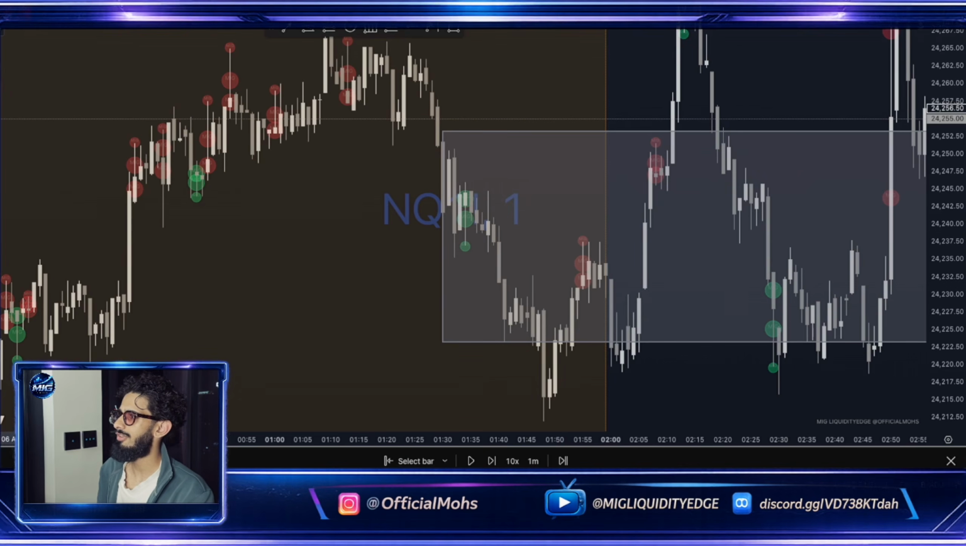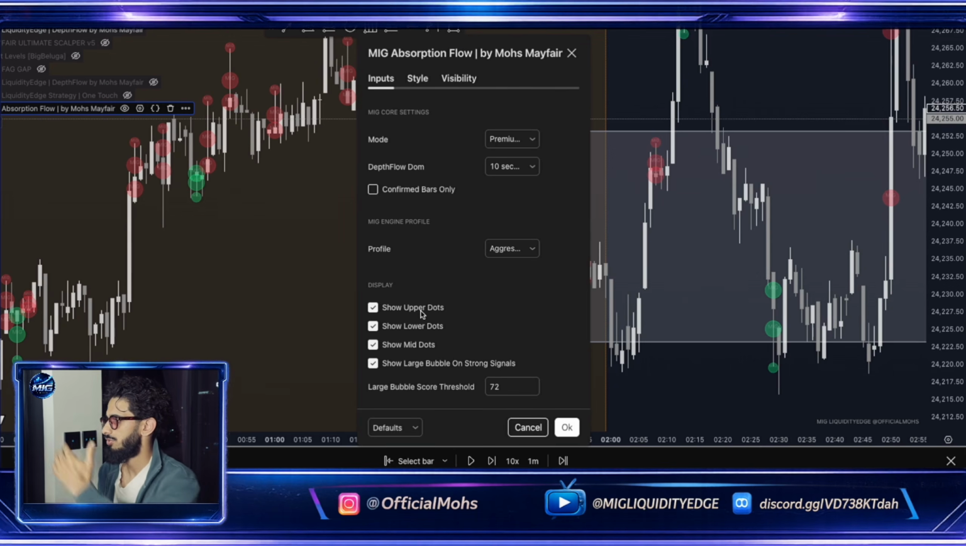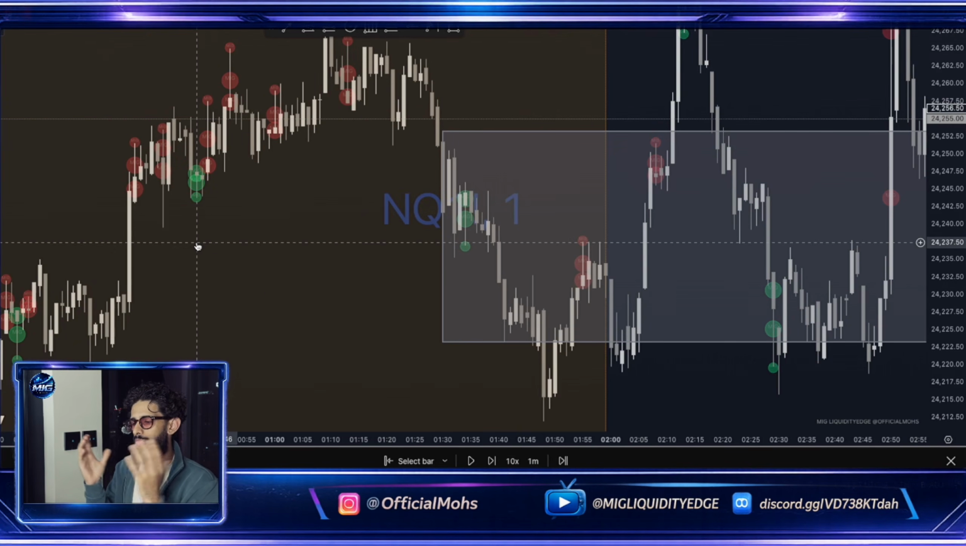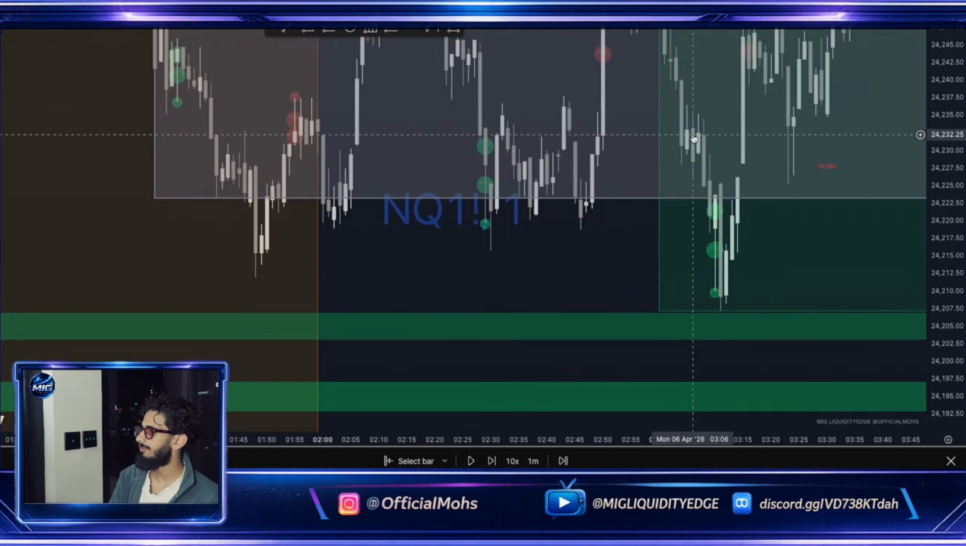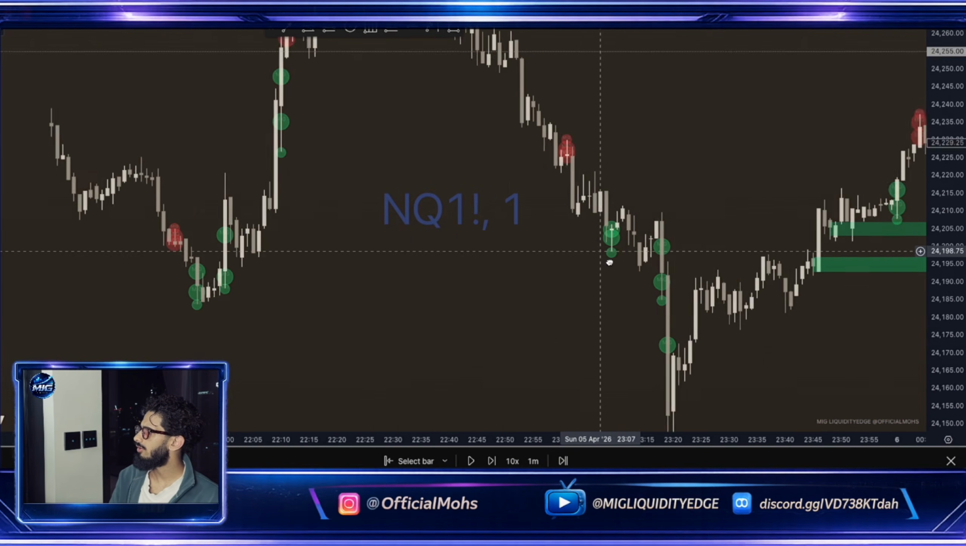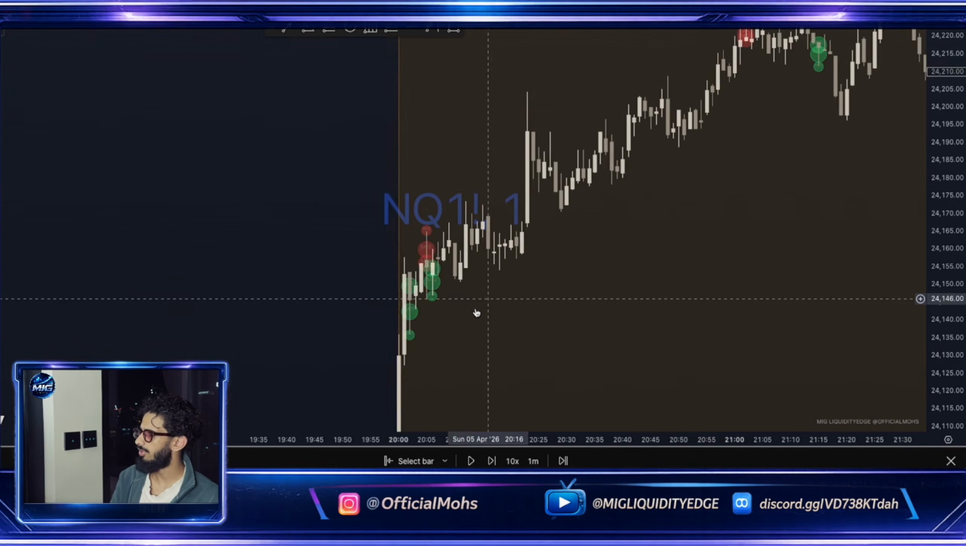The rest of the settings are pretty straightforward. Show upper dots, lower dots, mid dots, where they actually take place in the candle, where those buyers and sellers are being absorbed, and then show large bubble on strong signals. I keep that on a 72. What we'd call it on Bookmap is iceberg style, so we can change that based off how strong we want it. The higher the number, the bigger the bubble, and also the fewer the actual signals. So if you truly just want a print, and obviously even on 72 we don't see those bubbles too often, but in key areas we should be able to, if we can find one really quickly.